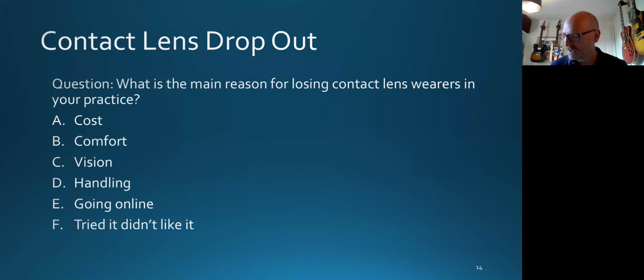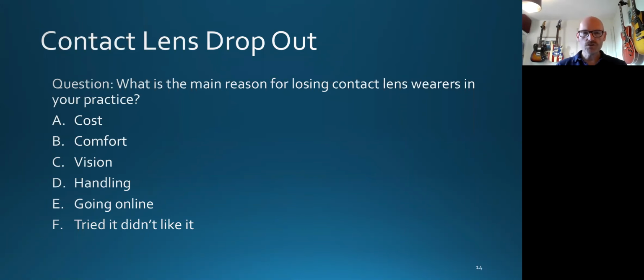So again, votes are coming in, and we should get the results of this poll soon. Okay, so I can see that the poll's disappeared. Aha, right, here we go. So cost down at 10%. Comfort is our big winner, about 40% there. So around 40% of the audience this evening highlighting comfort as a key reason. Vision is there in some respects, and then going online.